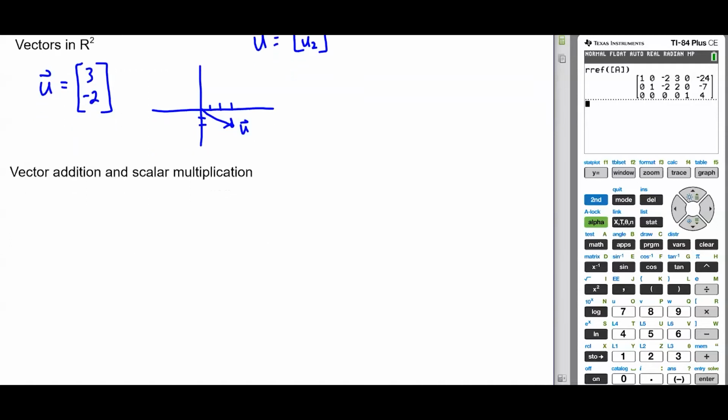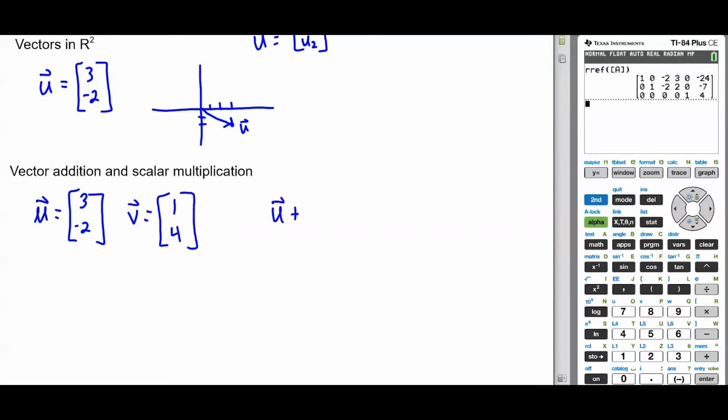And to add two vectors, let's say I've got (3, -2), and let's say v is (1, 4). If I'm going to add u and v, all I have to do is add their corresponding components. I'm going to add the first components together, and the second components together. And it's very simple to get the sum.